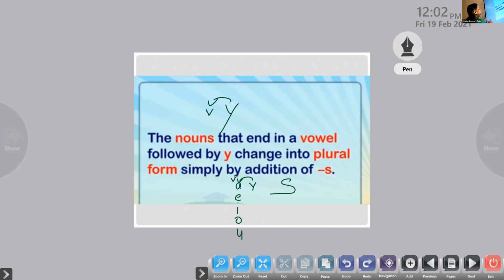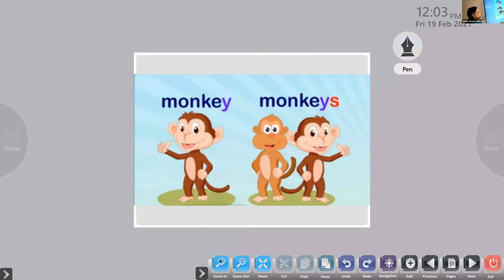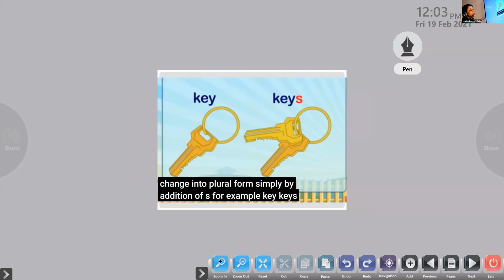For example, boys, toys, valleys. So see, monkey, monkeys, donkey, donkeys, valley, valleys, key, keys, boy, boys. So the first 4 rules are clear to all of you. Are you thorough? Is that clear?